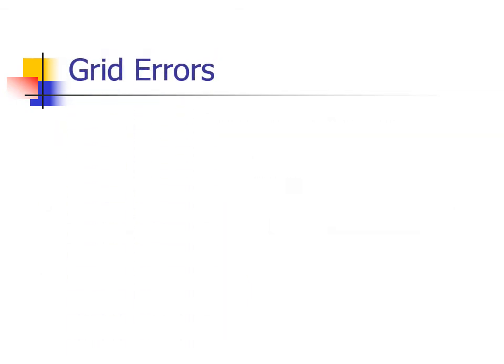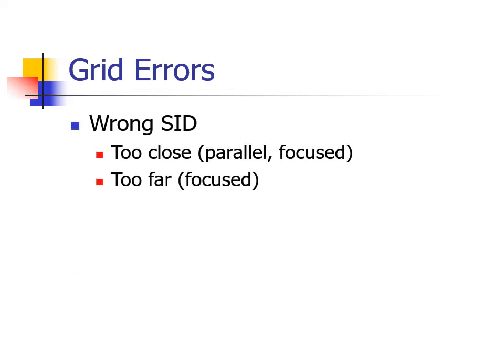The two common grid designs are parallel and focused grids. Some errors are common to both designs, others are unique to one or the other. Using the wrong source to image distance is a very common grid problem. Too close to an image receptor, a short source to image distance, is a problem common to both grid designs. In fact, the longer the source to image distance, the less cutoff is a characteristic of a parallel grid, whereas focused grids are set to work within a narrow range of source to image distances.